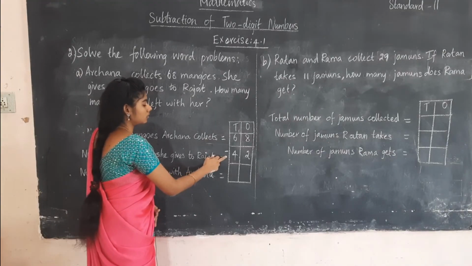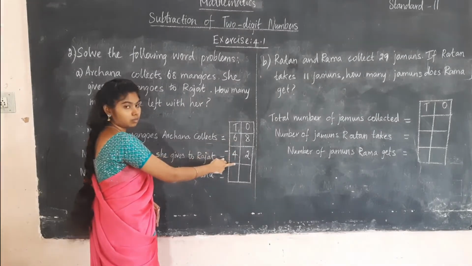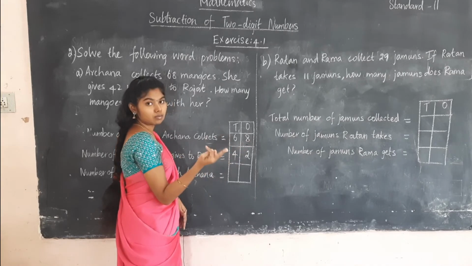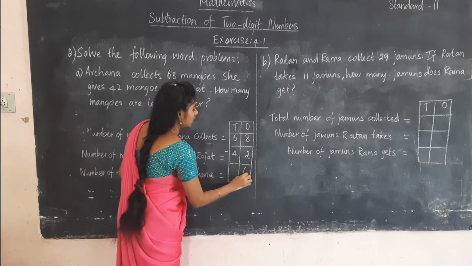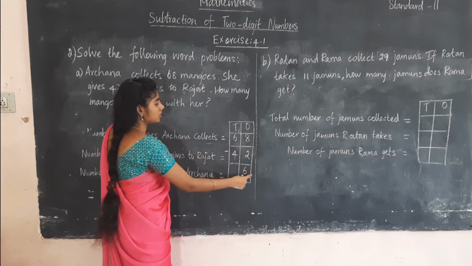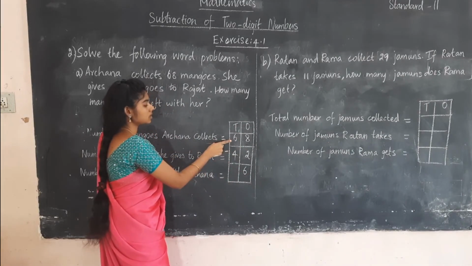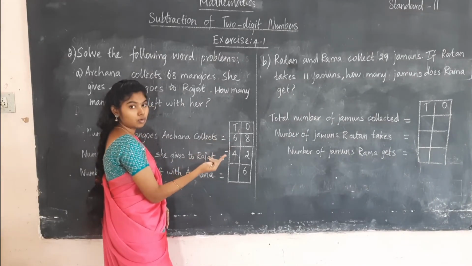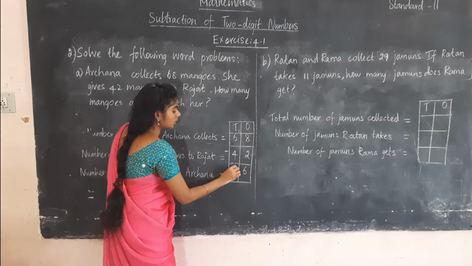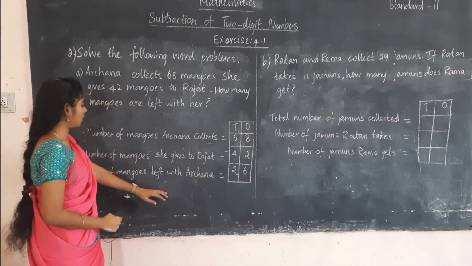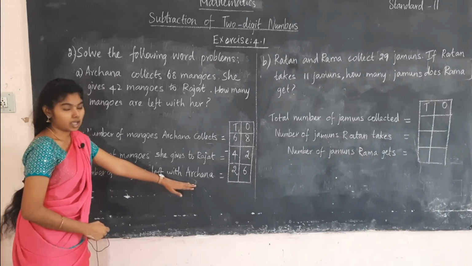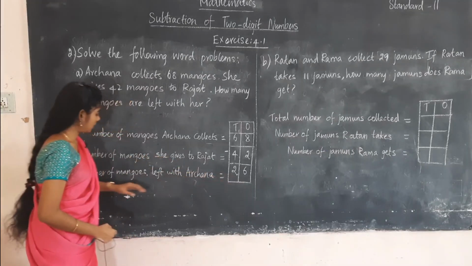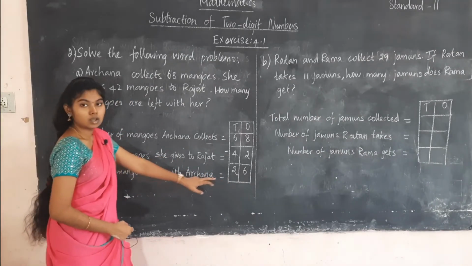To find what is left, we have to subtract the numbers. First number in the mind and second number on the fingers. Say the numbers before 8: 7, 6. So write 6 in the ones place. Then next to the ones place, we subtract the tens place numbers. First number in the mind and next number on the fingers. Say the numbers before 6: 5, 4, 3, 2. So write 2 in the tens place. Now we got the answer: the number of mangoes left with Archana is 26.